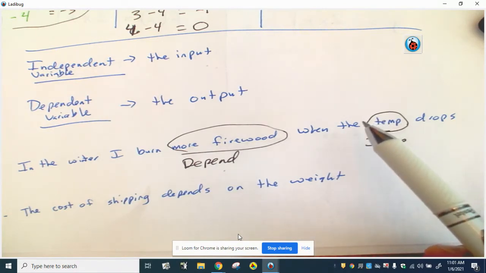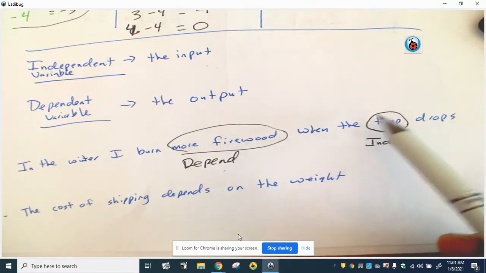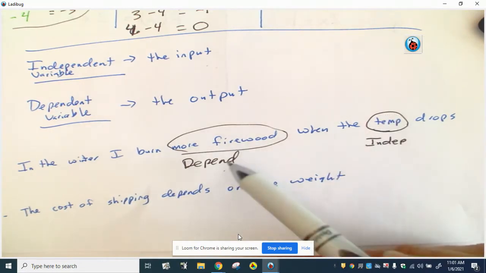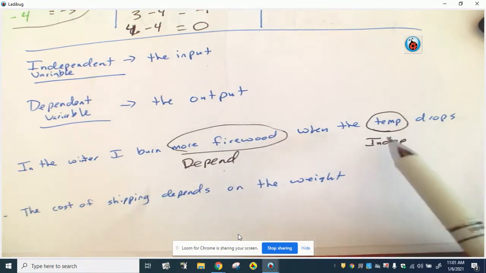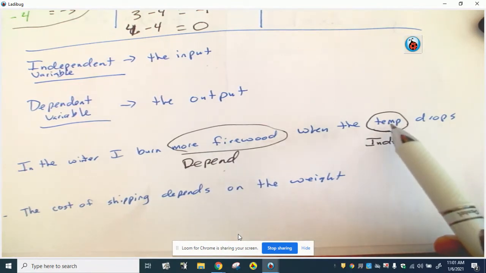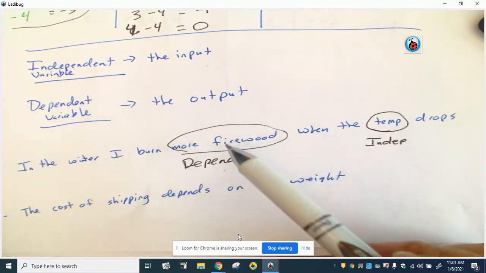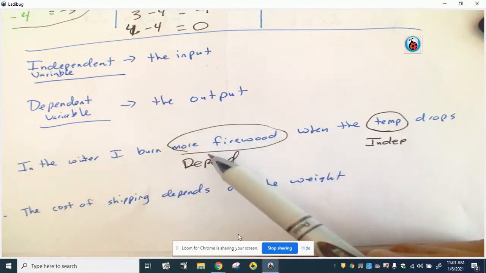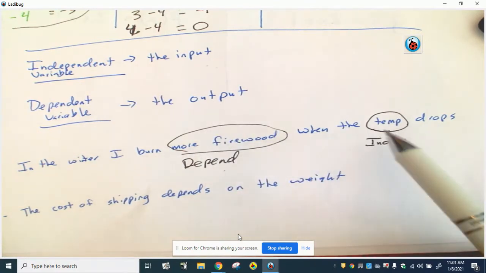This winter, if we have a really mild winter where we have some warm temperature, we're not going to burn as much firewood, right? We're not going to go through as much. But if we have a really cold temperature, okay, then we would burn more firewood. The amount of firewood we burn depends on what the temperature is.